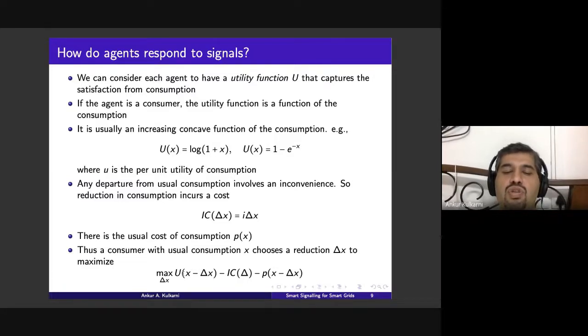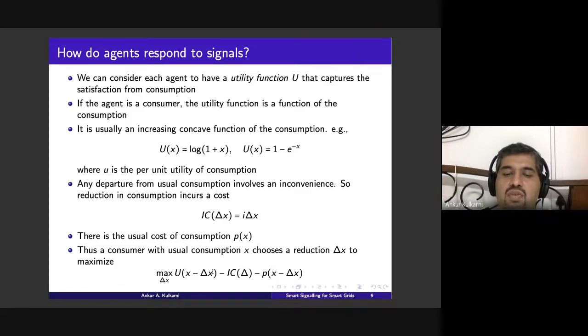If you look at this particular function as a function of delta x, if your delta is small, you would be at a certain level. If your delta is too large, then also you would be at a certain level. There would be an intermediate sweet spot where this function is maximized. The sweet spot delta is the optimal level, and it will tell you the optimal level of curtailment that the consumer is comfortable with.